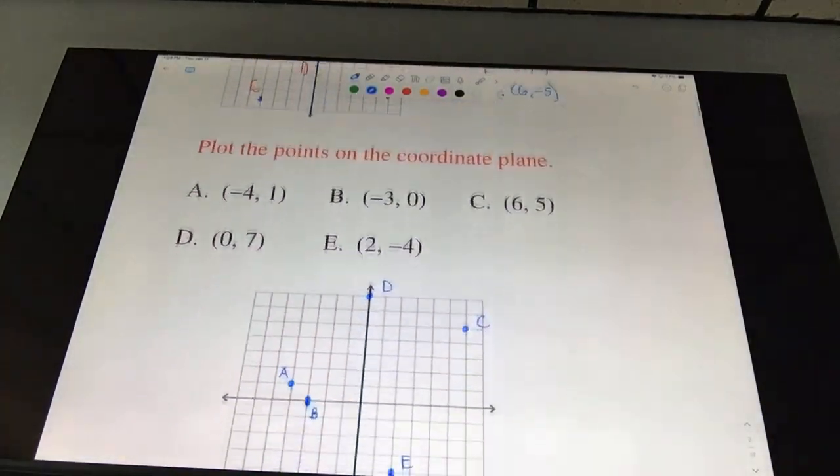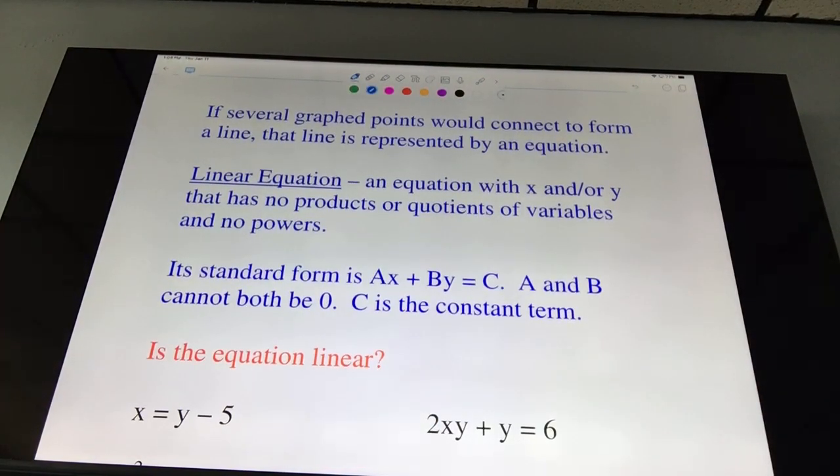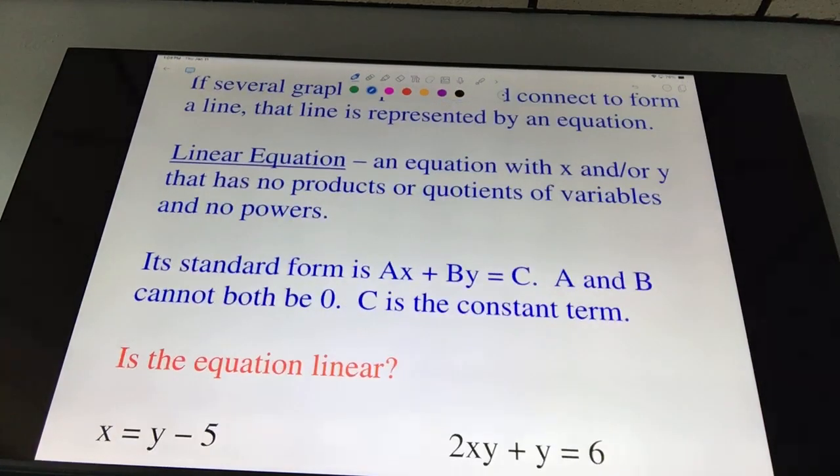Okay, in this unit, we are talking about linear equations. The standard form of a linear equation, ax plus by equals c, is not really important for you to know, but what's important is the definition of a linear equation. It's an equation with an x and or a y that has no products or quotients of variables and no powers. So let's break that down. It can have just x, just y, or both x and y. But no products.